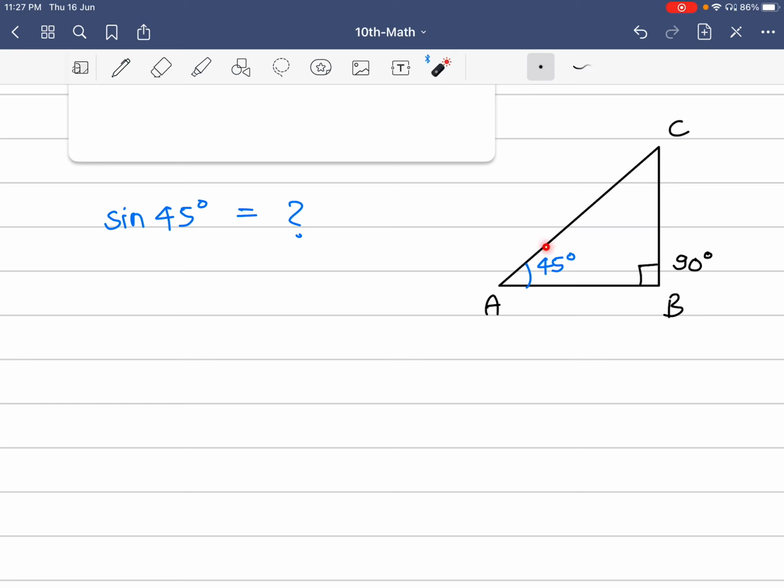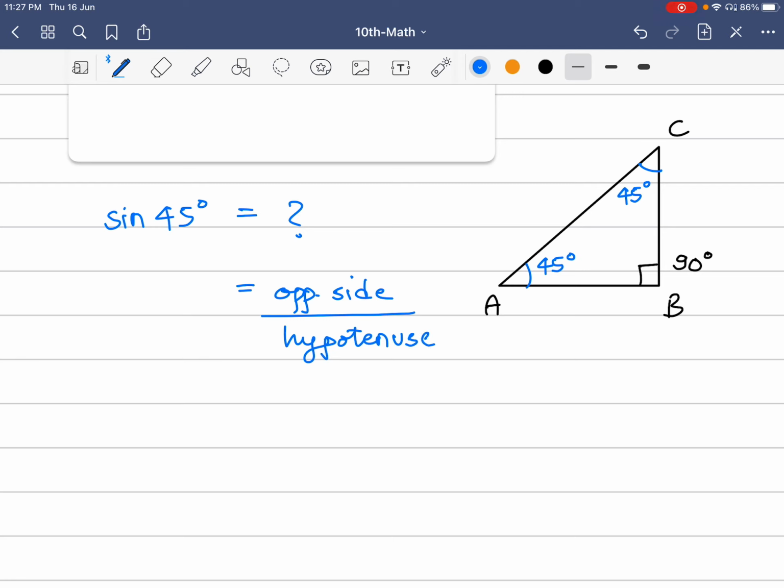If this angle is 45 degree and this angle is 90 degree, we all know that the summation of the 3 angles of a triangle is 180 degree, so this also is going to be a 45 degree angle. Now we want to find sine of 45 degree, basically sine of angle A. By definition, sine of any angle is equal to the opposite side of that angle divided by the hypotenuse. This is our standard definition. In this case I'm going to assume A as our angle of 45 degree.